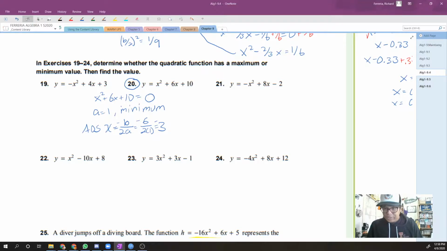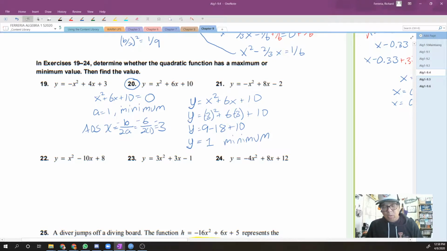Now that I have my axis of symmetry, just substitute that into the original equation. There's the original equation. And when you substitute that in, and then you do all the multiplication, y equals 9 minus 18 plus 10. And simplify that, you get y equals 1. Y equals 1 is the minimum value. I know it's a minimum because a is positive.